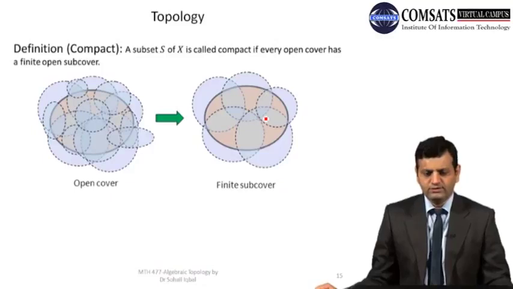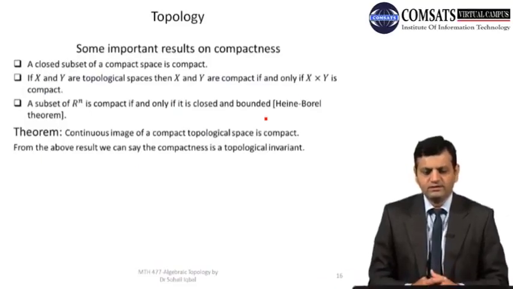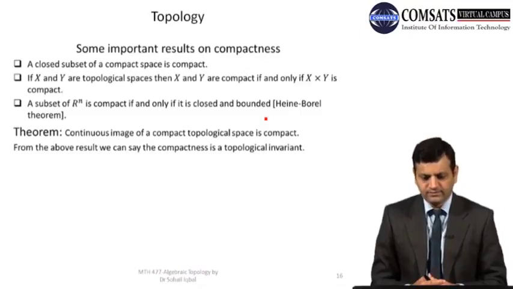But when we want to check that some topological space or some subset of a topological space is compact, we always need to apply some equivalent criteria. So these are the equivalent criteria or some important results when we are trying to check whether some subspace is compact or not. A closed subset of a compact space is compact. Secondly, if X and Y are topological spaces, then X and Y are compact if and only if X cross Y is compact.